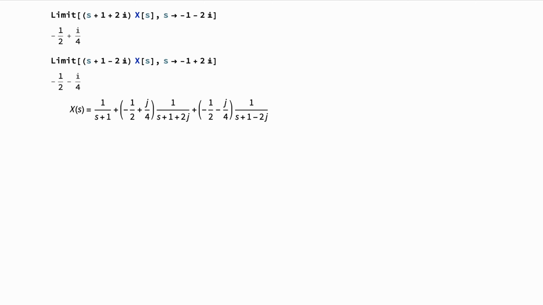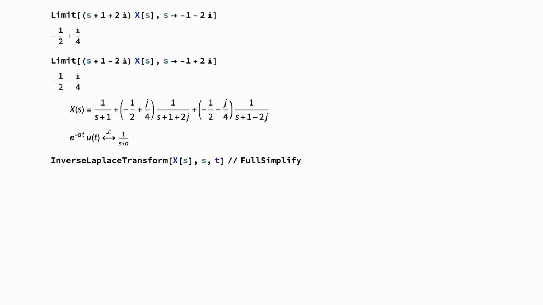Now we are ready to find the right-sided signal corresponding to each of these terms using the known transform pairs. For example, we already know that for the right-sided exponential function shown here, the Laplace transform is 1 over s plus a when the real part of s plus a is positive. So for the first part of the Laplace transform, the inverse Laplace transform would be e to the power minus t times u of t. And we can do the same for each of the remaining terms.